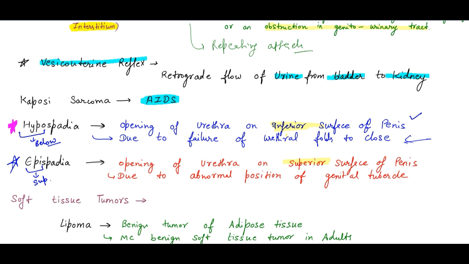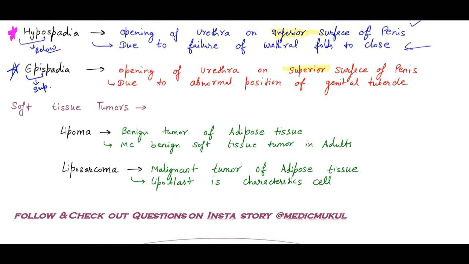Next is soft tissue tumor. We already discussed it, but remember lipoma and liposarcoma. Let's discuss it more. This is the benign tumor of adipose tissue.